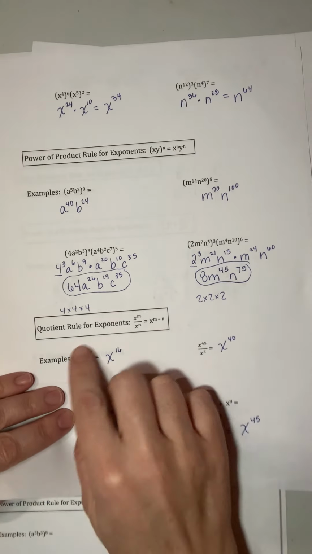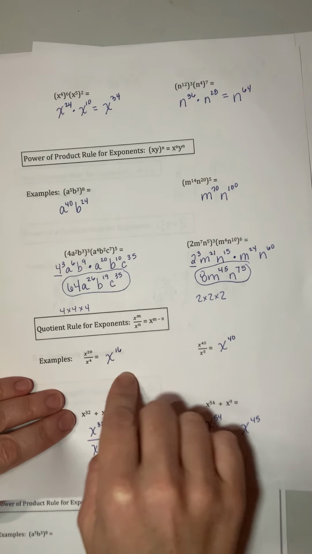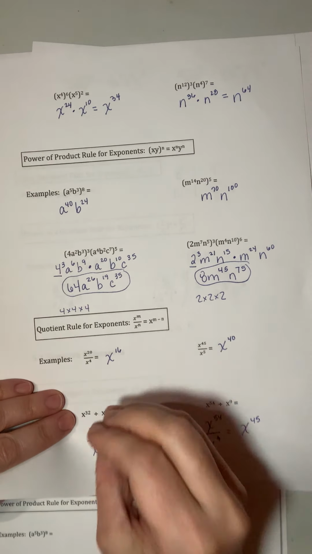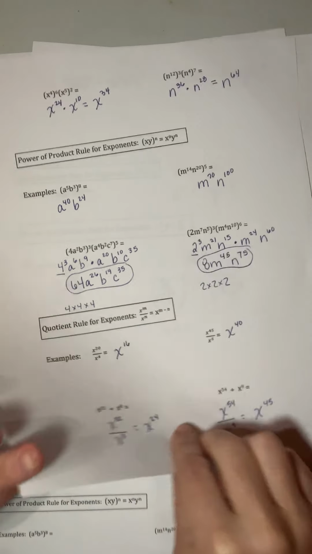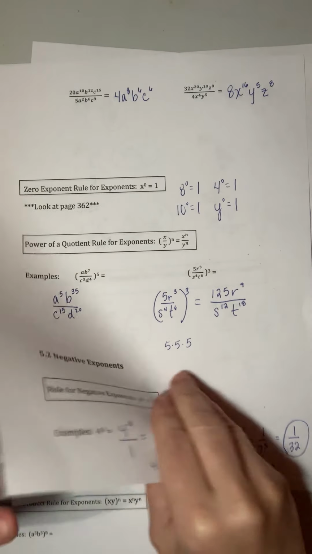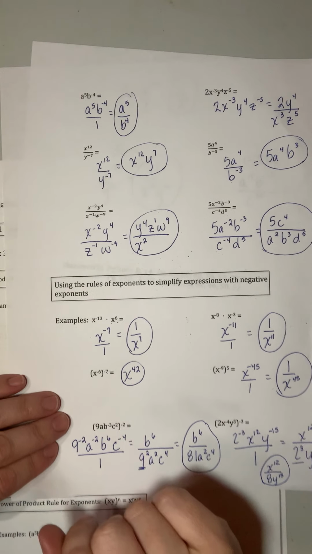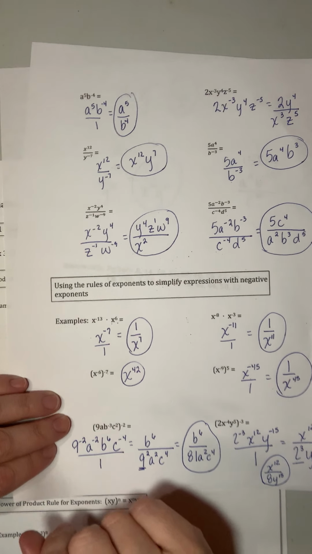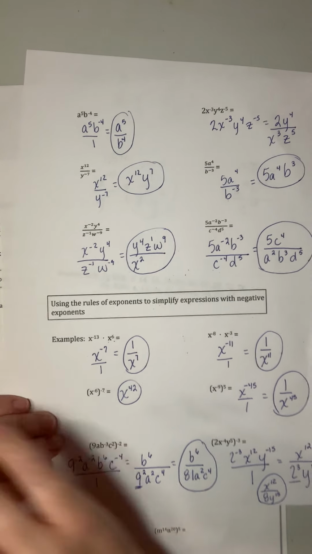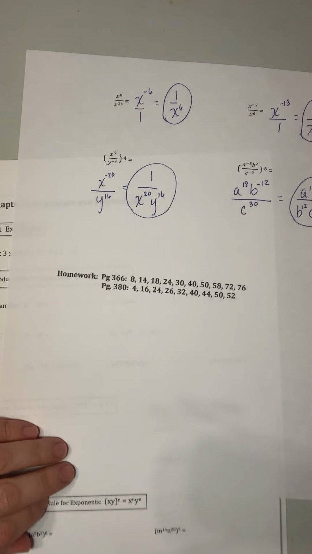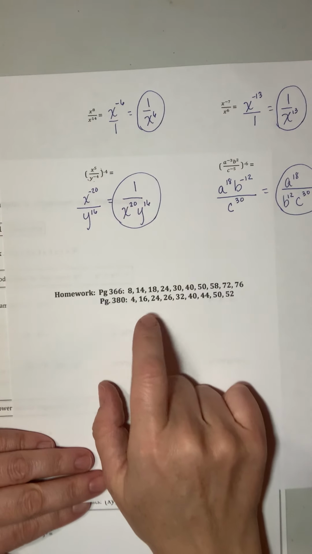Okay. If I have a whole bunch of x's on the top and a bunch of x's on the bottom, cancel out what they have in common, and then you have a final of what x's you have left. So the whole purpose of this chapter is simplifying using exponents. Okay, you don't want negative exponents, so you have to flip it to get rid of the negatives to become positive.